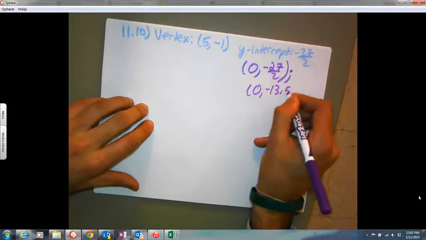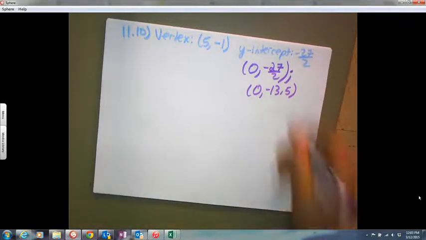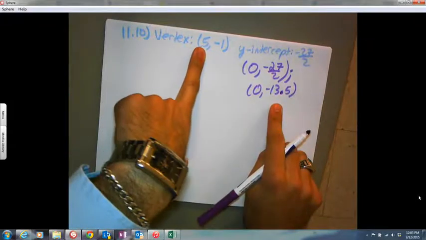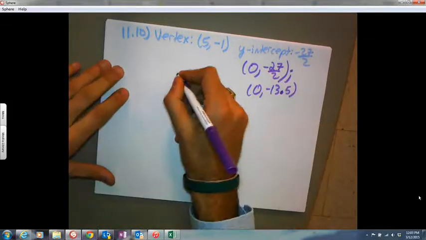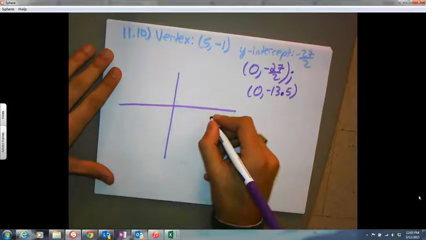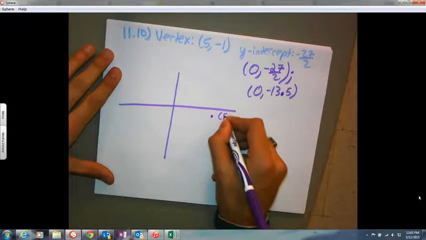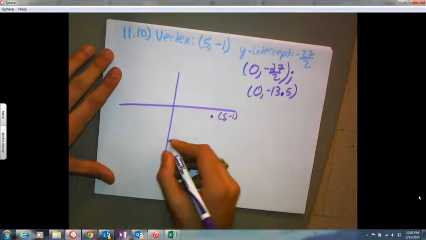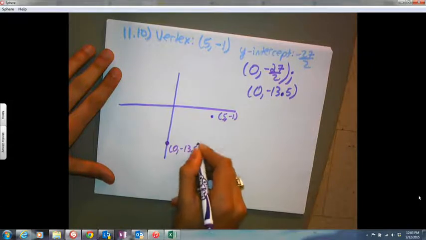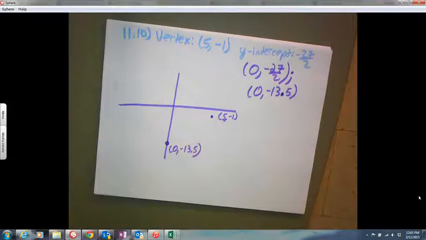So I got the vertex, I got the y-intercept, let's graph it. Here's what we got so far. We know we have a parabola. We know it has a vertex at (5, -1), and it has to go through this point. So here are the potential parabolas we could have. So here's one option, a vertical parabola that opens up.